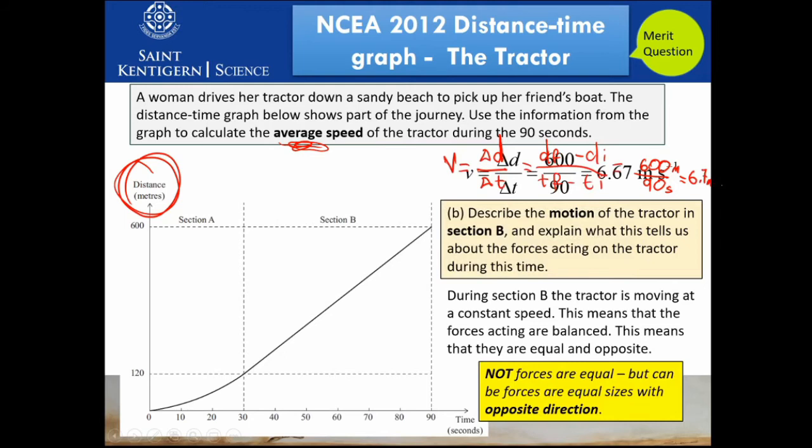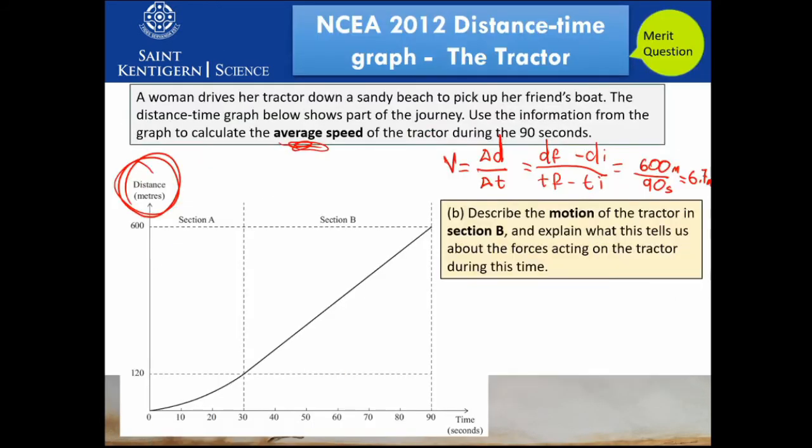Oopsie daisy, what happened there? Oh. Okay, so there you go. I'm just going to take this away so that you can see the model answer.